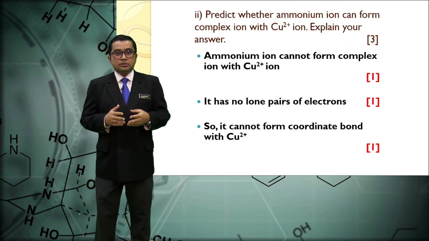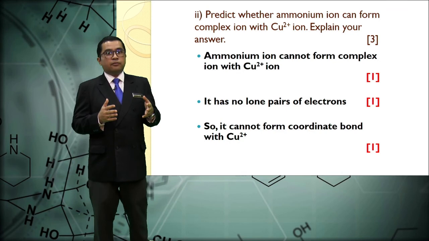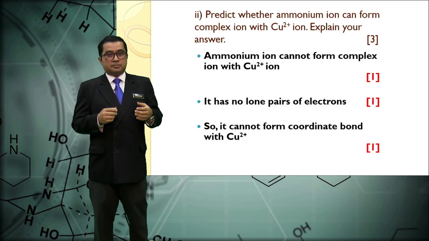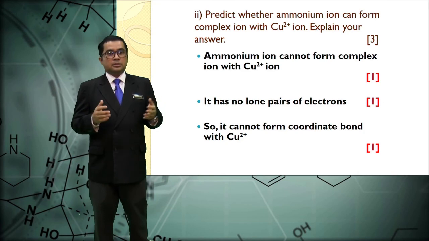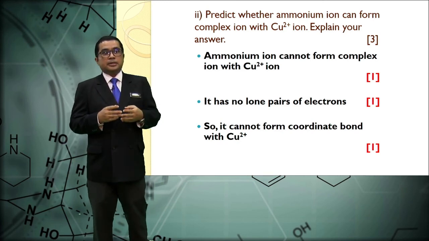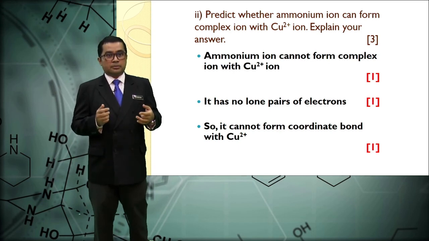The next question is you have to predict whether ammonium ion can form a complex ion with copper 2 ion, and then you have to explain your answer. The marks given are 3 marks. The correct answer is that the ammonium ion cannot form a complex ion with copper 2 ion.